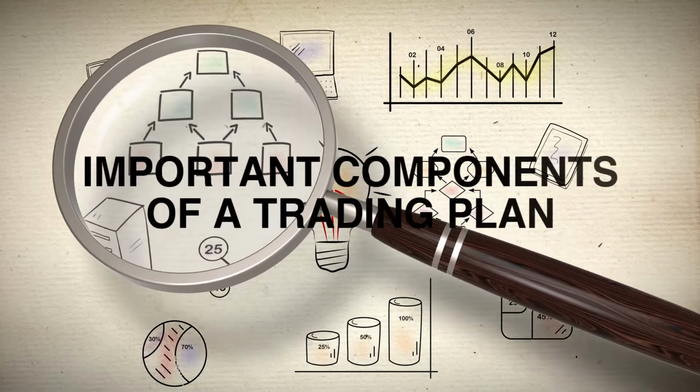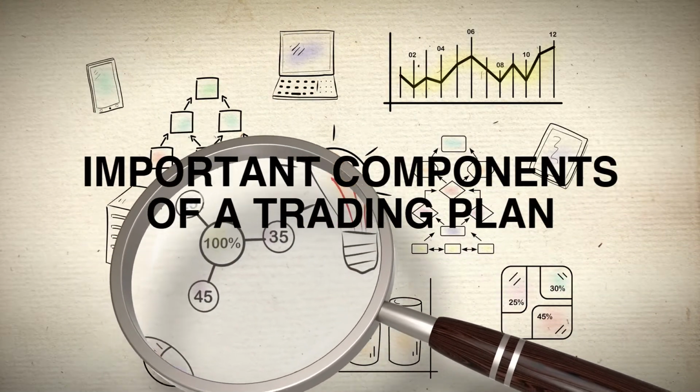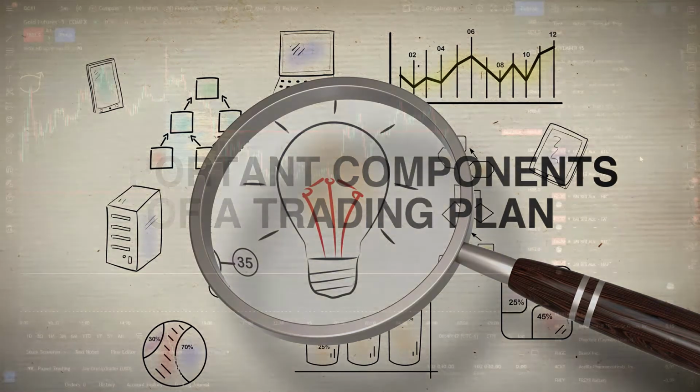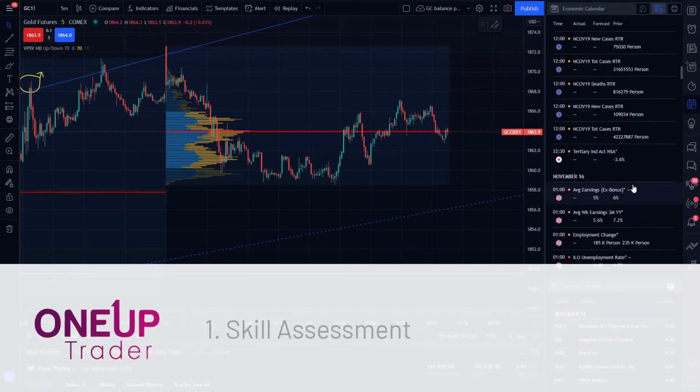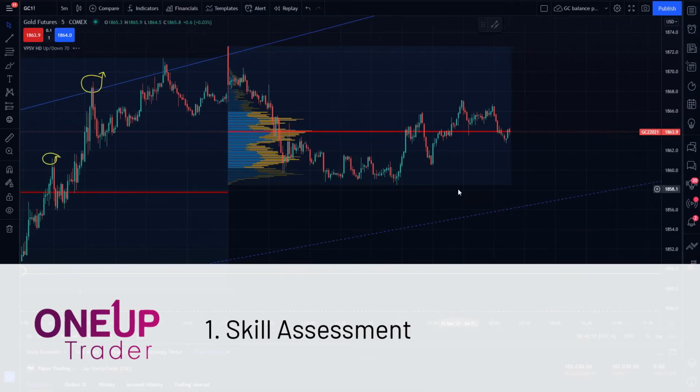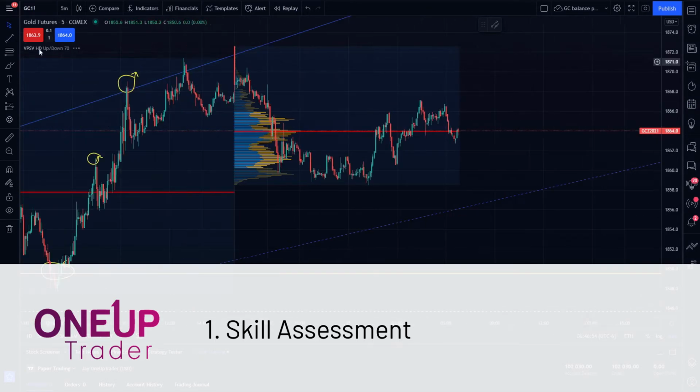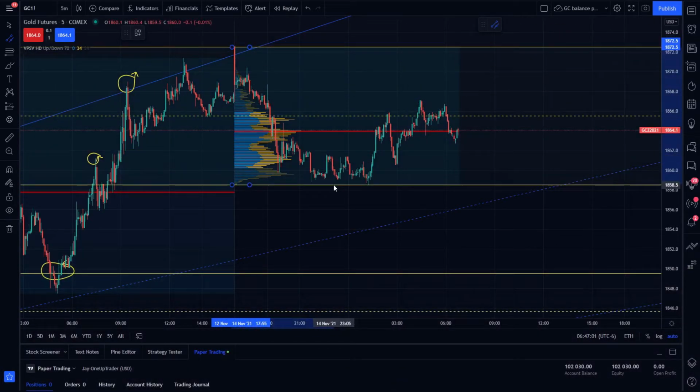This moves us on to the next section, which is the important components of a trading plan. Number 1 is skill assessment. Are you actually ready to trade? Have you tested your system by paper trading it, and do you have the confidence that it will work? Can you follow your signals without hesitation?